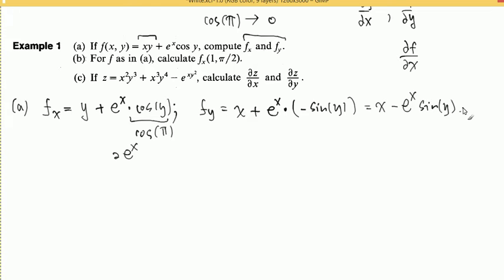All right? How about part B? For f as in a, calculate fx at 1 comma pi over 2. Before I make this one an exercise, I want you to recognize the following. Here's a two-variable function, right?